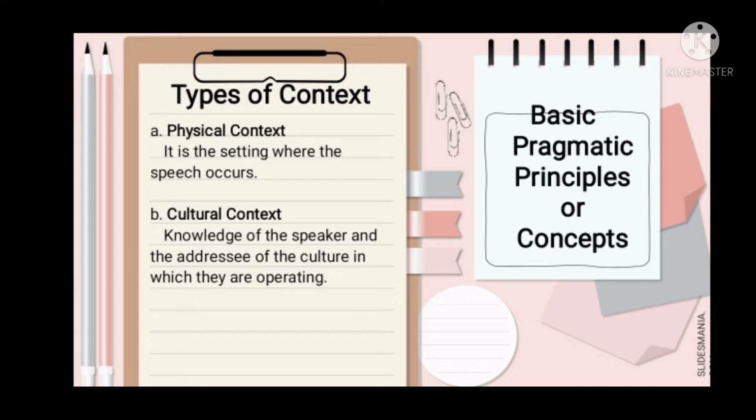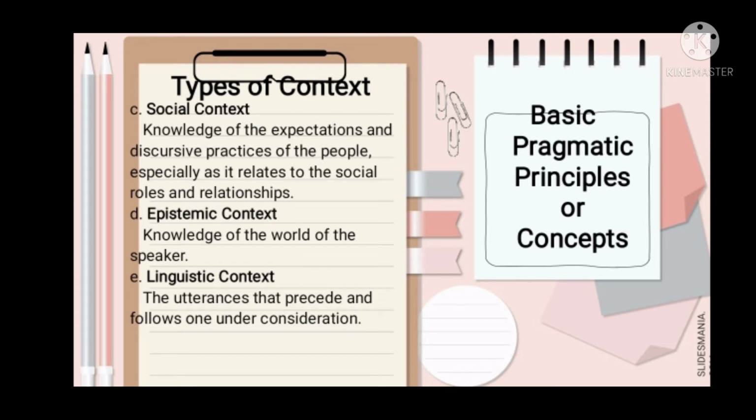The second type is cultural context. It is the knowledge of the speaker and the addressee of the culture in which they are operating. This has something to do with cultural awareness between the interlocutors. The third type is social context. It is the knowledge of the expectations and discursive practices of the people, especially as it relates to social roles and relationships. This has something to do with our relationship with other people, how we communicate with other people using language.